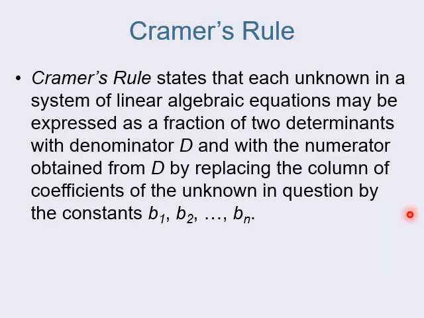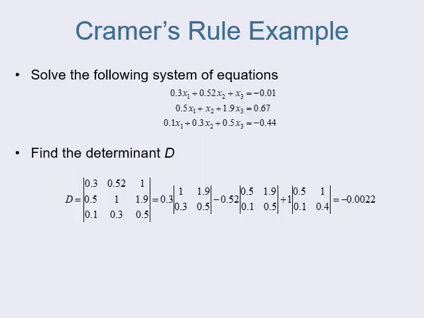Now one method that we have for solving systems of linear equations is Cramer's rule, and Cramer's rule states that each unknown in a system of linear algebraic equations can be expressed as a fraction of two determinants, with denominator D and with the numerator obtained from D by replacing the column of coefficients of the unknown in question by the constants. Let's see what we mean by this.